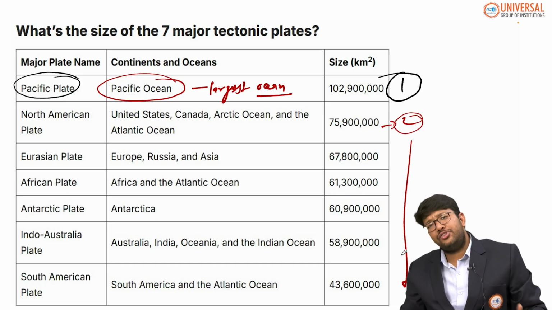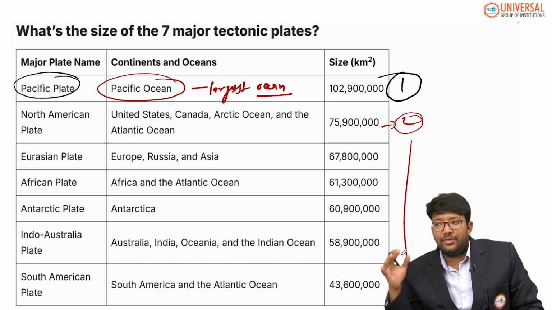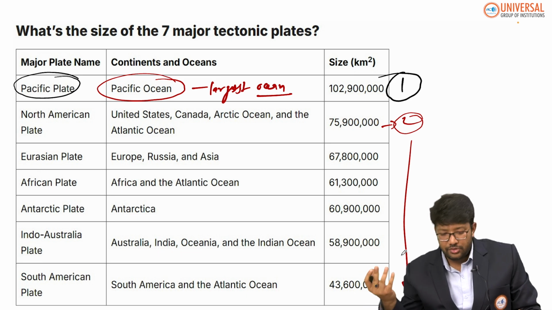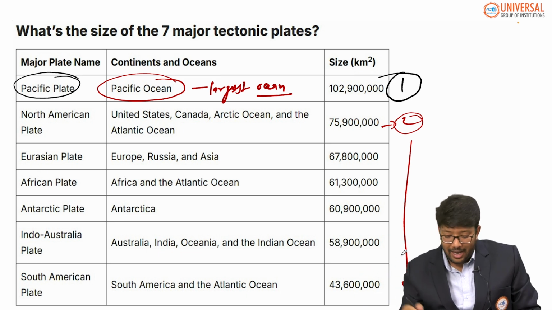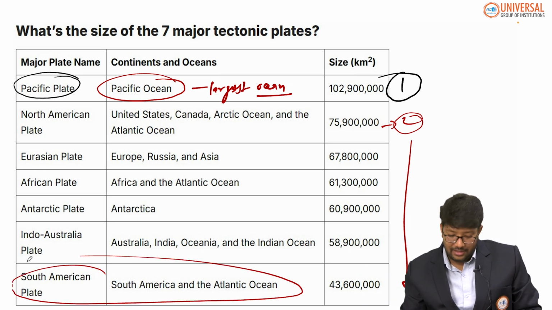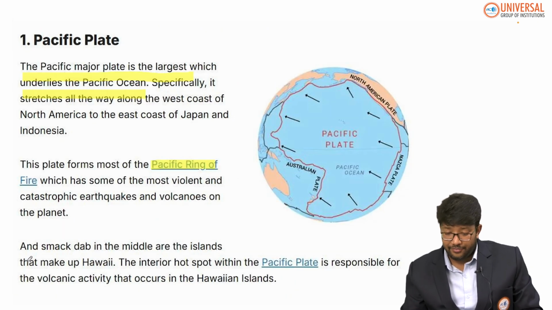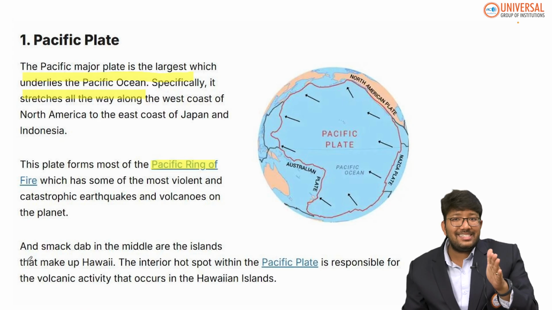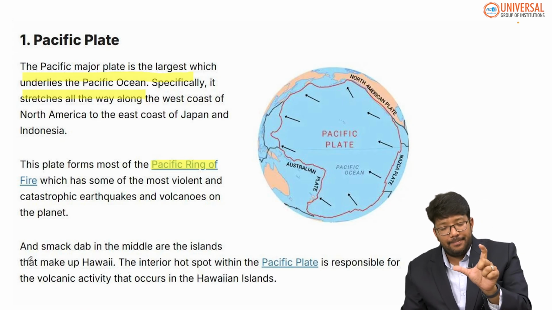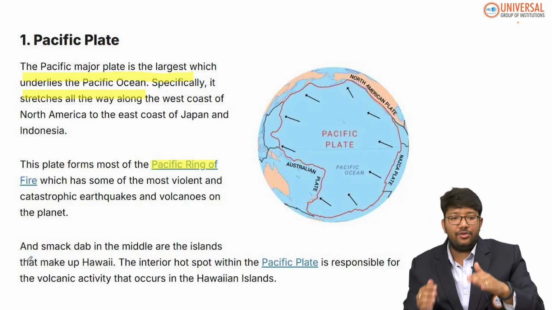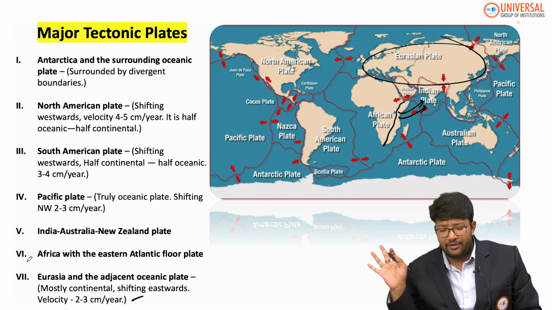So in an examination, a question can be asked: which of the following tectonic plates is the largest area-wise? The answer would be the Pacific plate. If they ask which is the smallest one, the answer would be the South American plate. Simple as that. Okay, fine. So let's discuss each major plate in detail. Till now it's enough for the prelims.